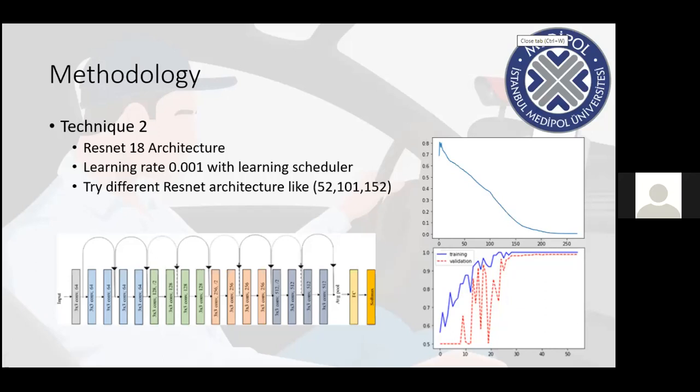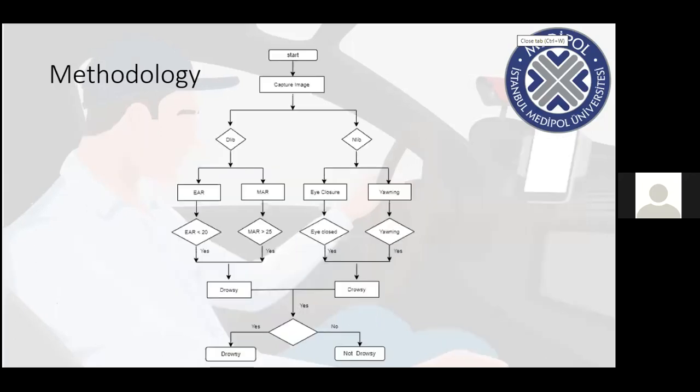After this, we combine these 2 methodologies, and here is the complete diagram of these 2 methodologies. First of all, when we start our application, it captures the image of the user and sends the image to 2 different libraries. The first one is DLib, and the second one we call NLib, which is our trained model.